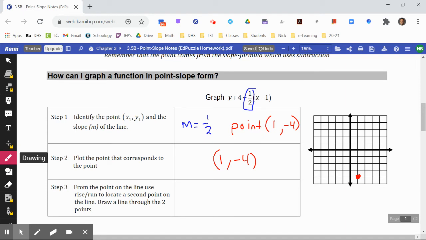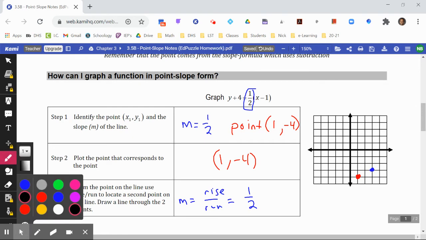All right, now step 3 says that from that point, on the line, we're going to use rise over run to get our second point, right? Because our slope is rise over run. And in this equation, our slope is 1/2. So now we're ready to move with our slope. Our m, we can think of it as moving now. We're going to rise up 1 and run 2 to the right, and we're going to get our second point. And now that we have our 2 points, we can go ahead and graph our line here.